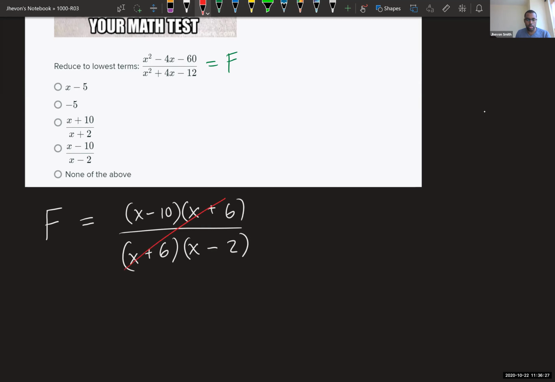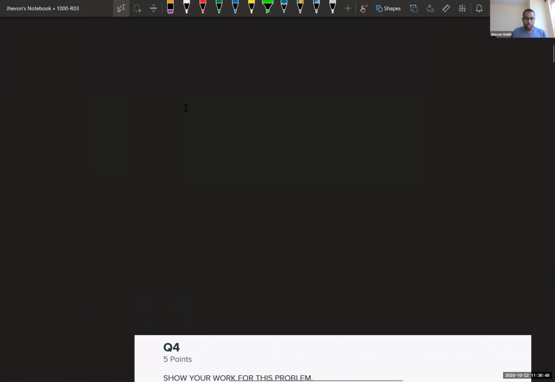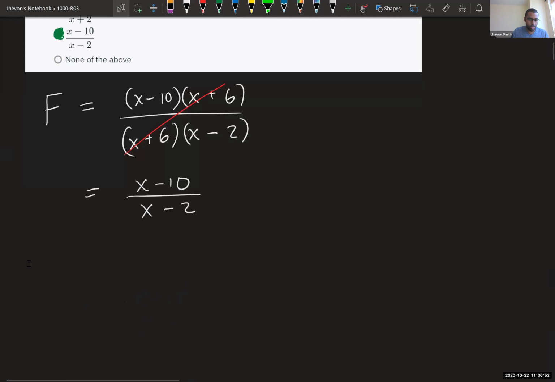These would cancel over here, and I would be left with x -10 over x -2. And that seems to be the third option right here. So that's that one. Hopefully there are no questions on that. If you have any questions or you don't understand what I'm doing, just stop me, just holler.